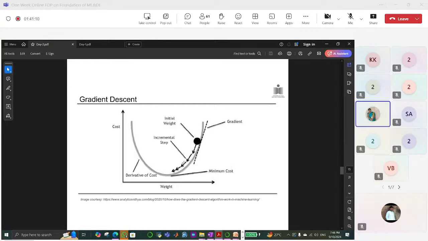And similarly, gradient descent. How do we use gradient descent in logistic regression? Suppose on the x-axis, this is the independent variable.